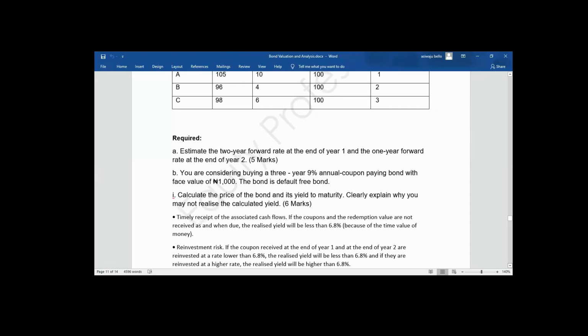The B part says you are considering buying a 3-year 9% annual coupon paying bond with a face value of 1,000 naira. The bond is a default-free bond. That means that bond is a government bond.